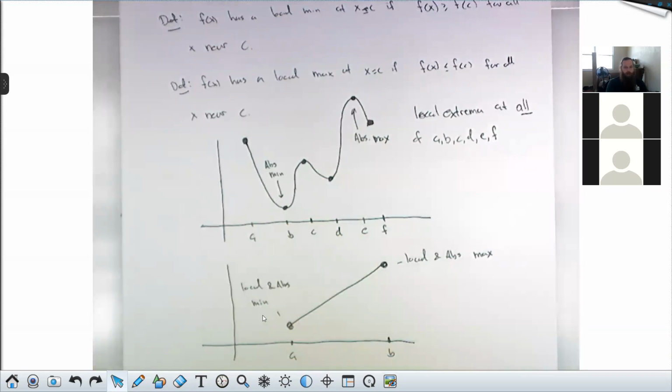Because if you look nearby, this is the smallest y value on the graph anywhere near A, right? If you just focus on this little window, this point right here is the lowest point. So of course it satisfies the definition of a local min. And similarly, this point clearly satisfies the definition of an absolute max because it's the tallest point on the graph anywhere, but it also satisfies the definition of a local max because of course it's the tallest point nearby, it's the tallest point anywhere.